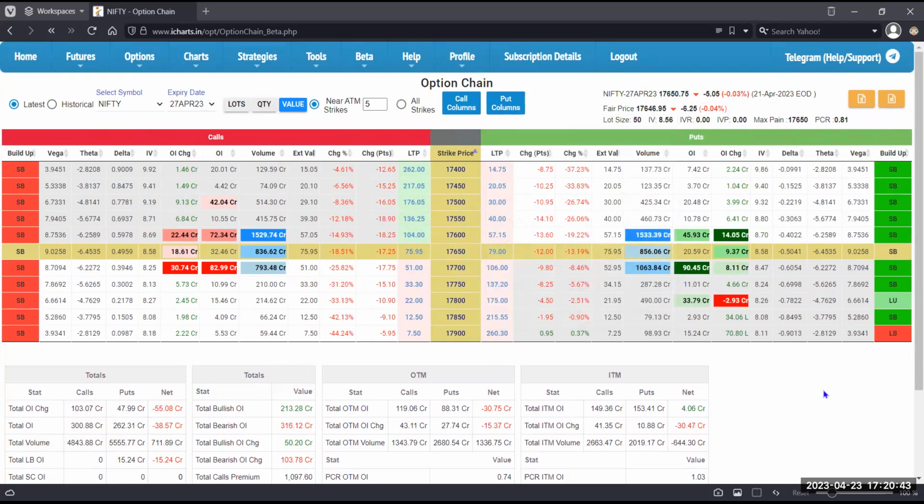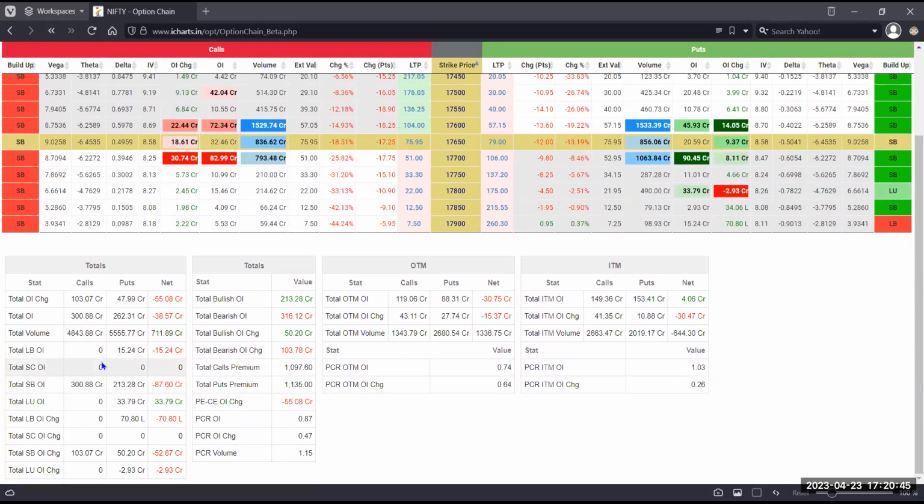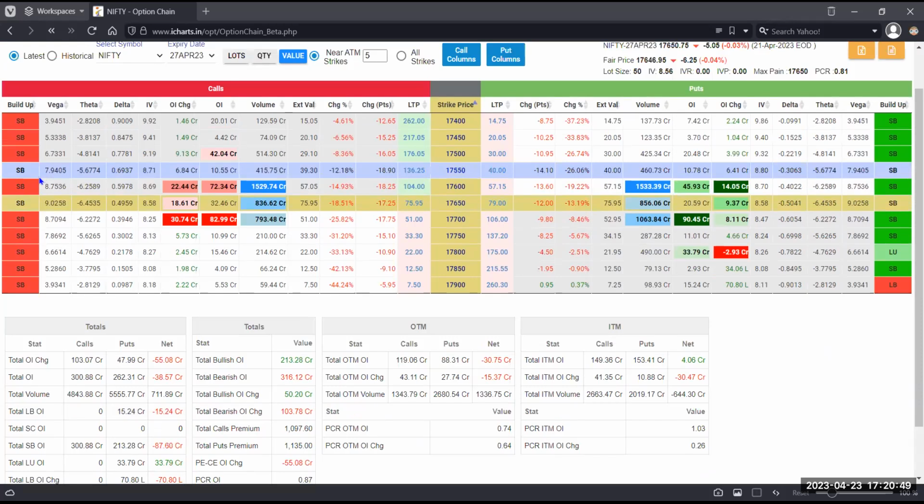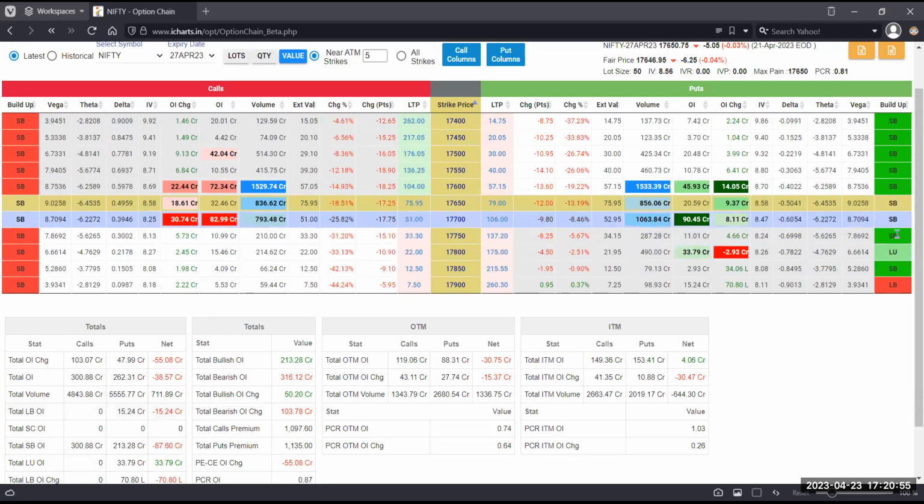So whatever long buildup is there, if you see, there is no long buildup here. That is why this is 0. Long buildup is there only on this side. See, long buildup is there. So only that OI will be there over here. If you see 15.24 crores over here, we are talking about value here.